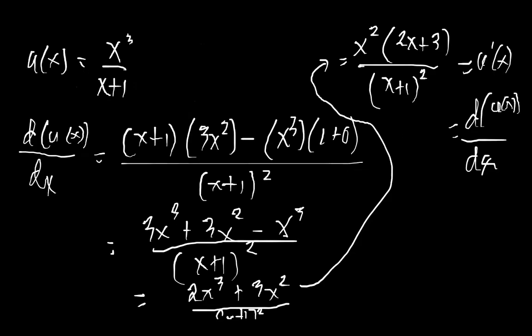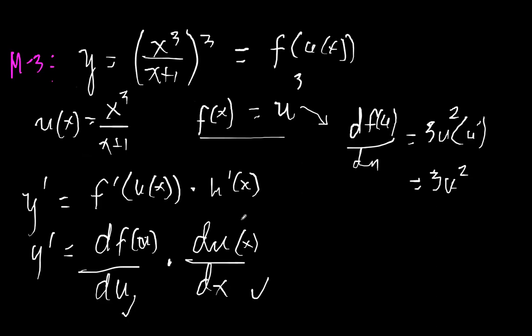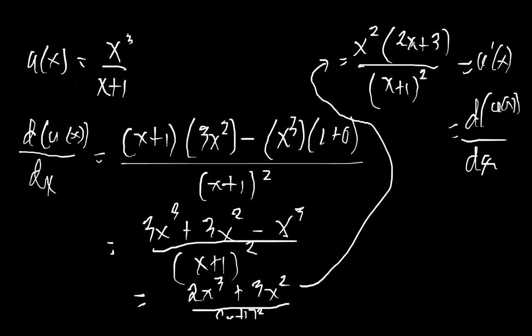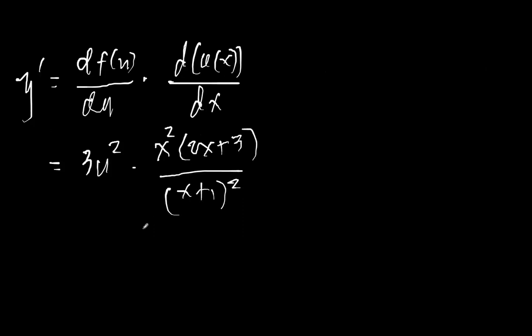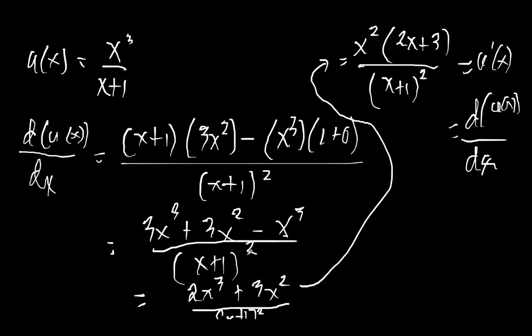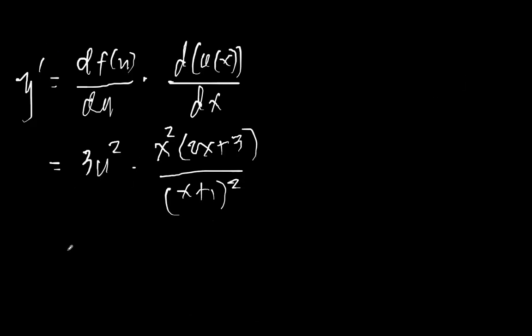So that's 3u squared times du of x with respect to x, that's x squared times 2x plus 3 over x plus 1 squared. So this is what we got, right? Oh, sorry, I think I forgot something. Okay, here we go. Yeah, correct, x squared.